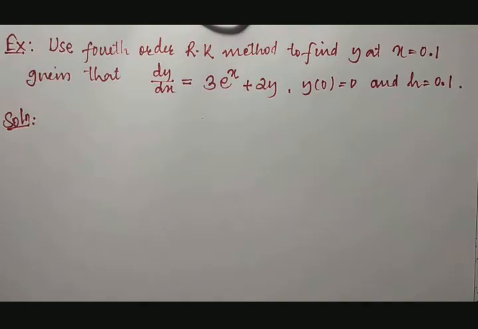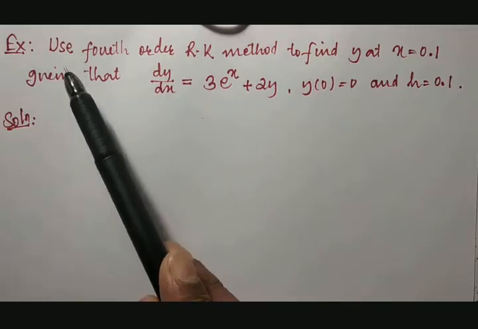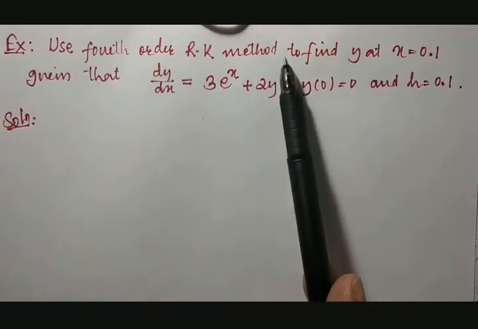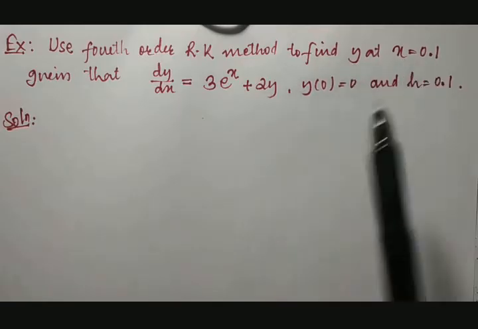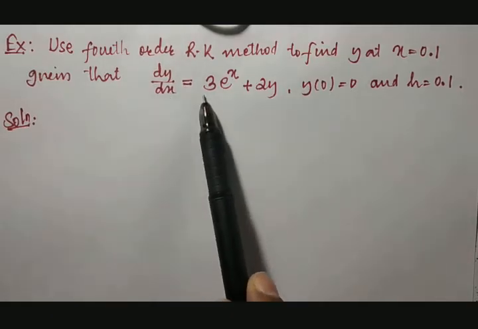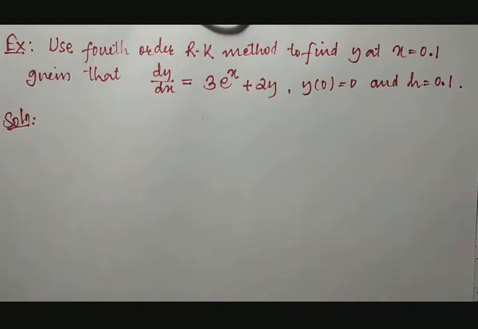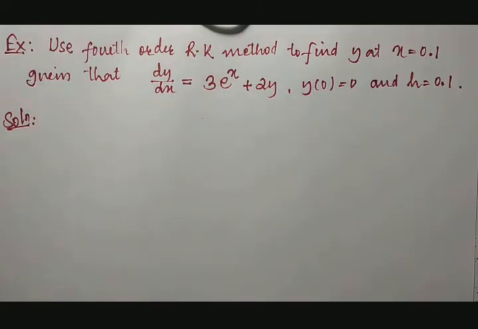In this session, we are going to discuss an example of obtaining a numerical solution by using the fourth order RK method, and we are finding the value of y at x equal to 0.1, where given that dy/dx is equal to 3e^x + 2y, where y(0) is equal to 0 and step size is 0.1.